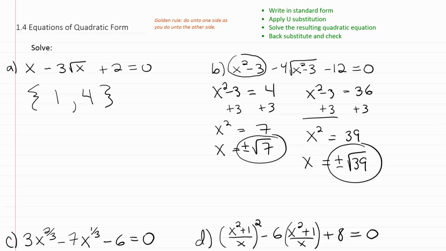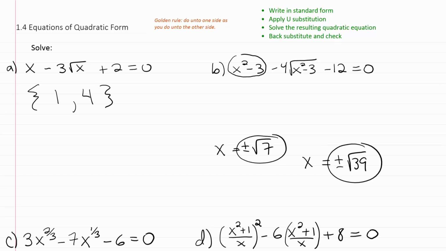So remember, we need to check our answers now, though, because the squaring process when solving can introduce solutions that aren't solutions to the original equation. So let's go ahead and check the plus and minus square root of 7. Okay, so if we have, let's say, the negative square root of 7, and we square that, then take away 3, then we have minus 4 times the square root of the square of negative square root of 7, minus 3 under the radical, minus 12 is equal to 0.